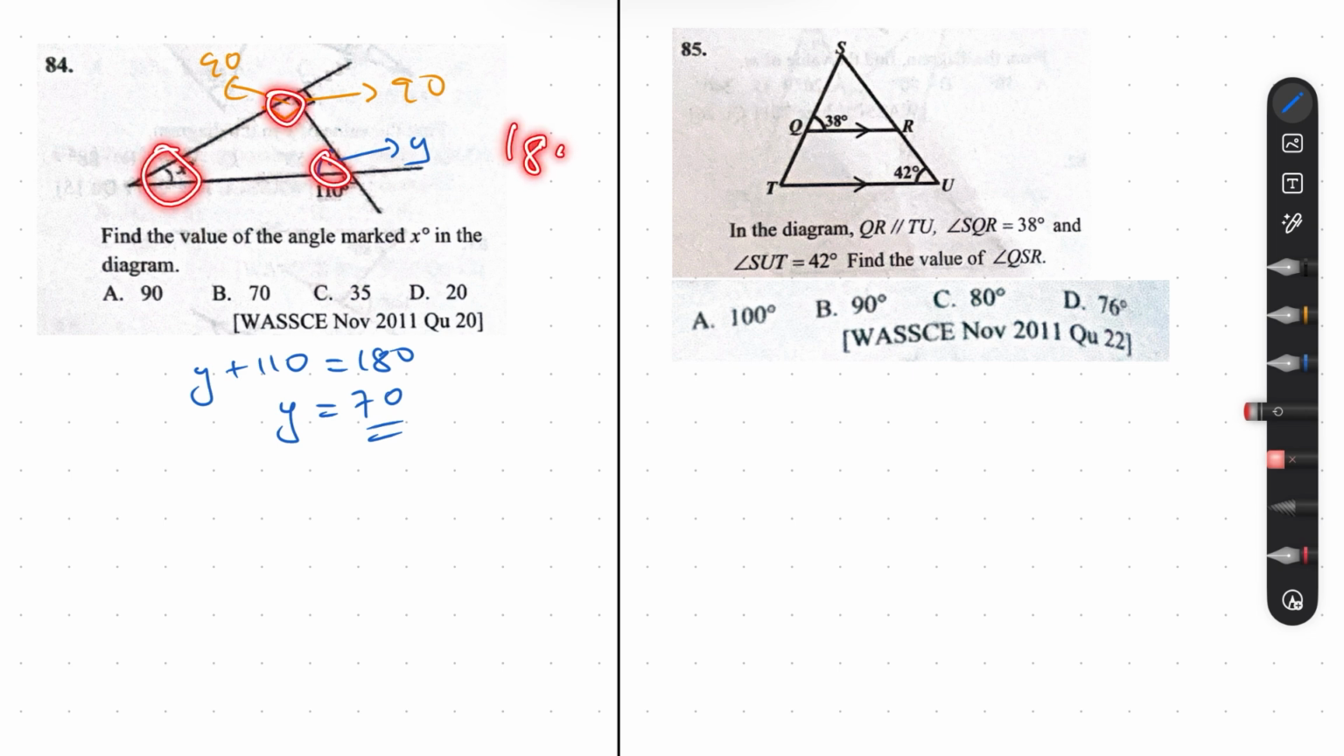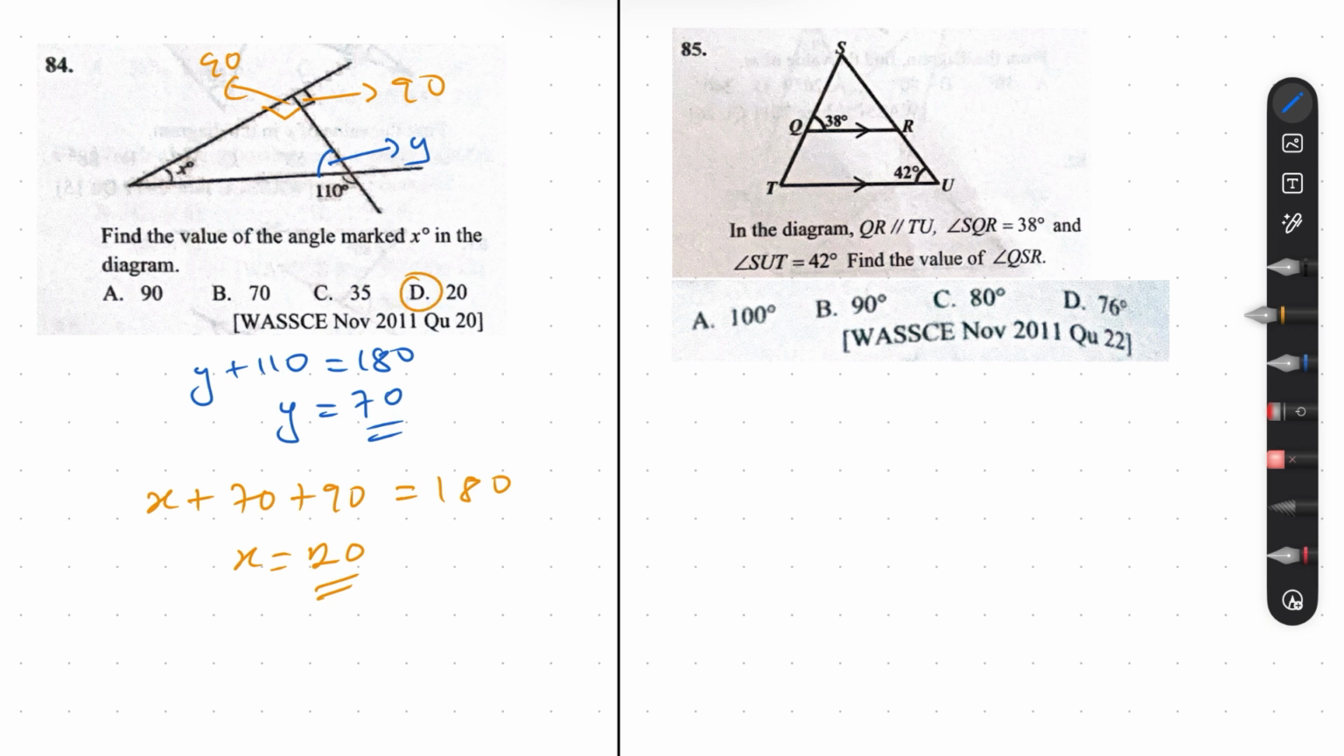Now if we add y, this angle and x, we should get 180, because the sum of angles in a triangle gives 180. So x plus 70 plus 90 should give us 180. So x should give us 20, which is D. All right, let's move on to question number 85.